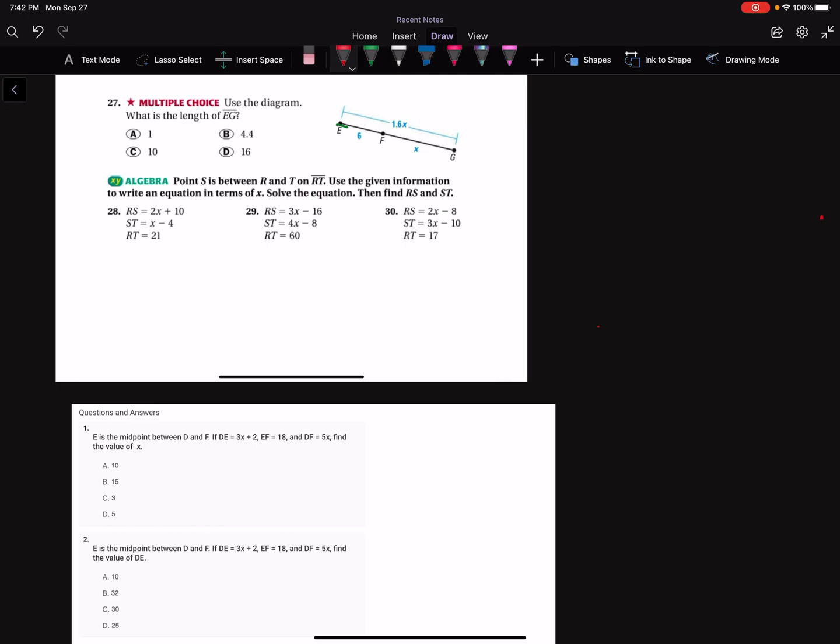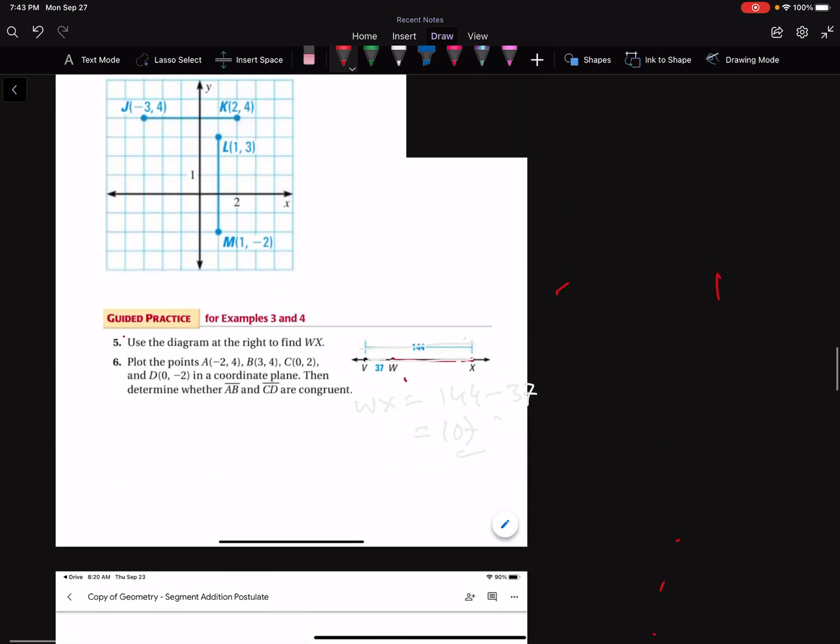Let's say I'm doing number 29. Look at it. Always, as I said, draw the figure. Point S is between R and T. So if there is R and there is T, S is in between. That means, what do you understand? RT equals RS plus ST. That's what it says according to our definition that we have seen in the class.